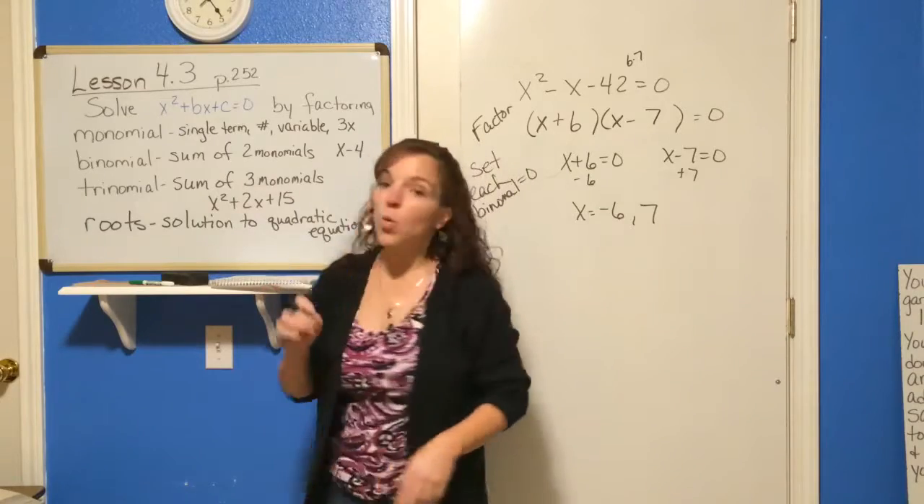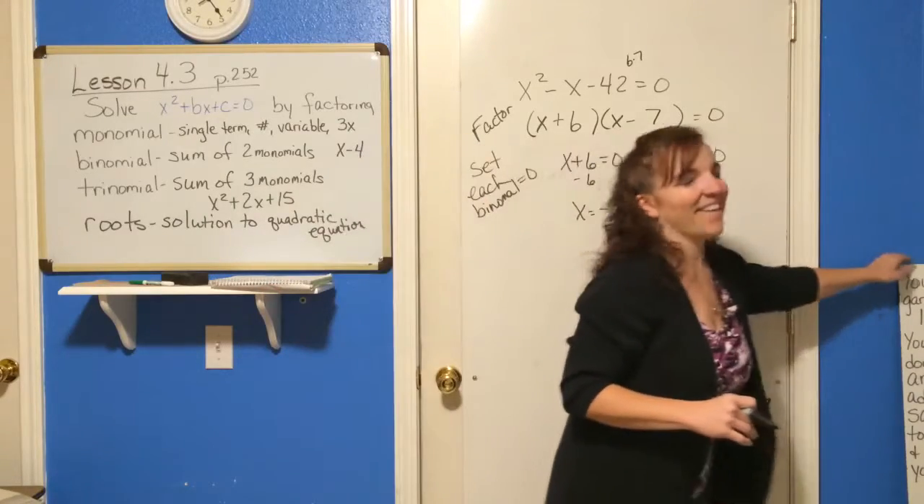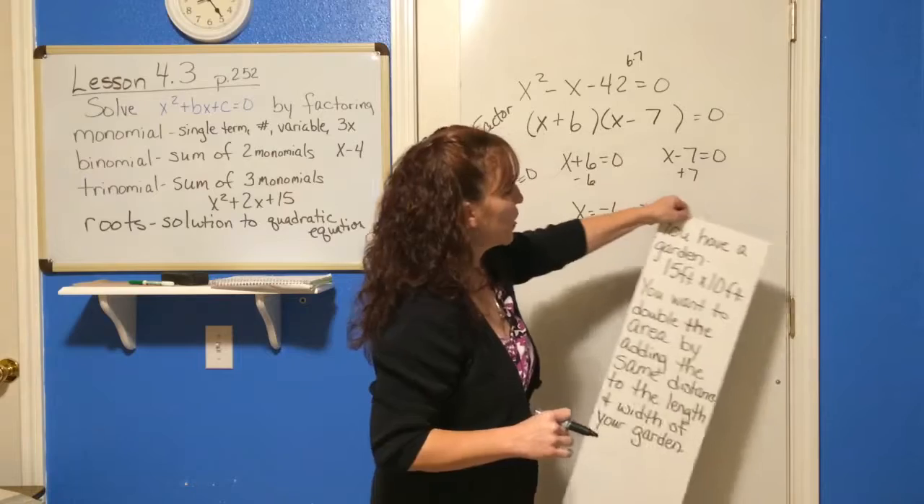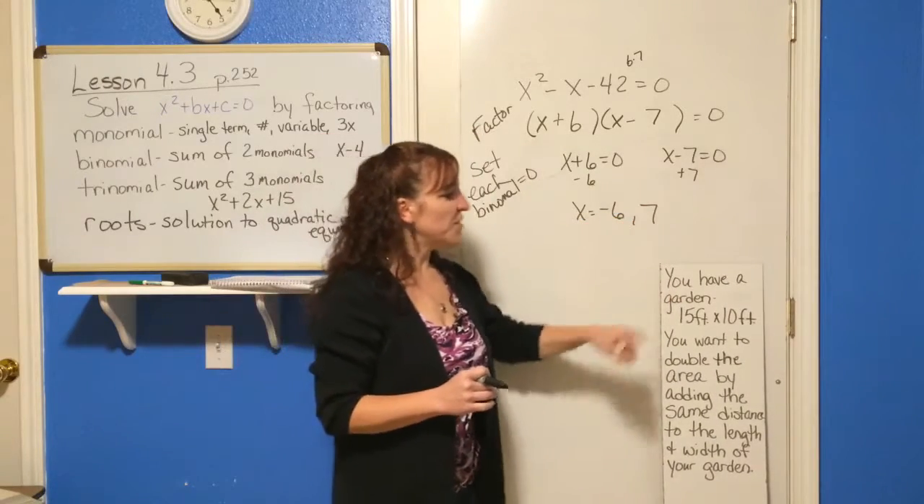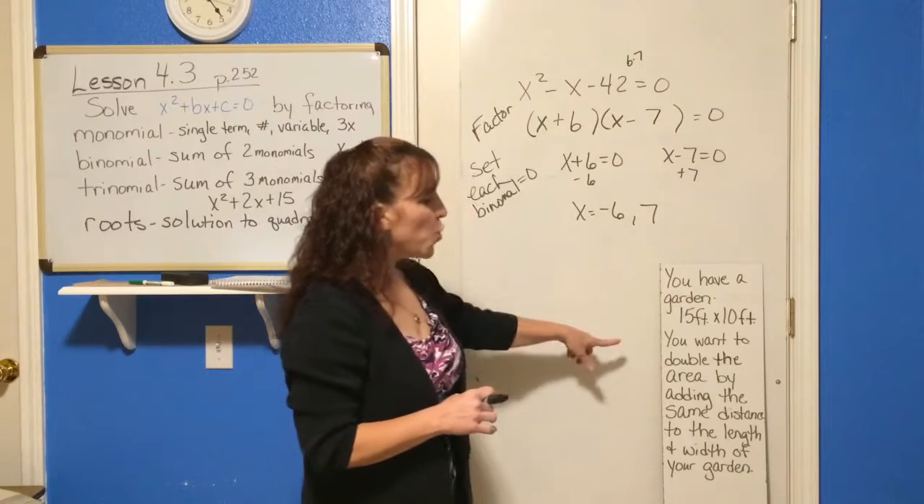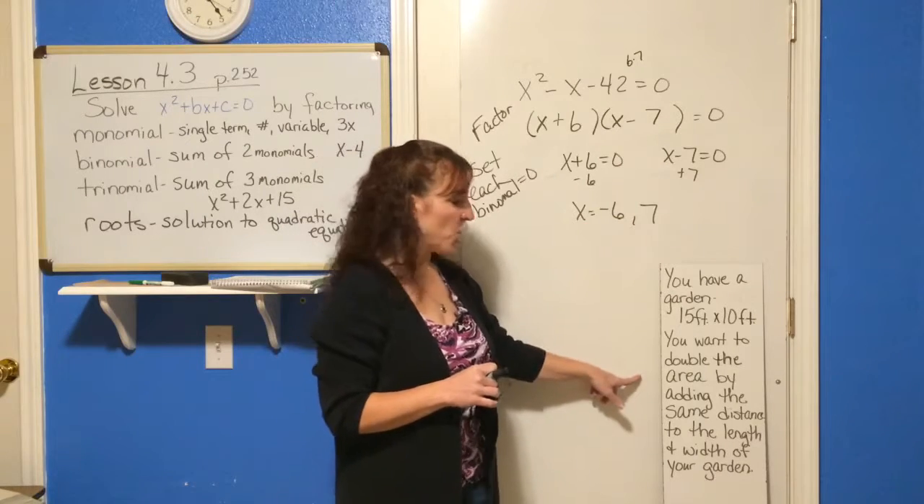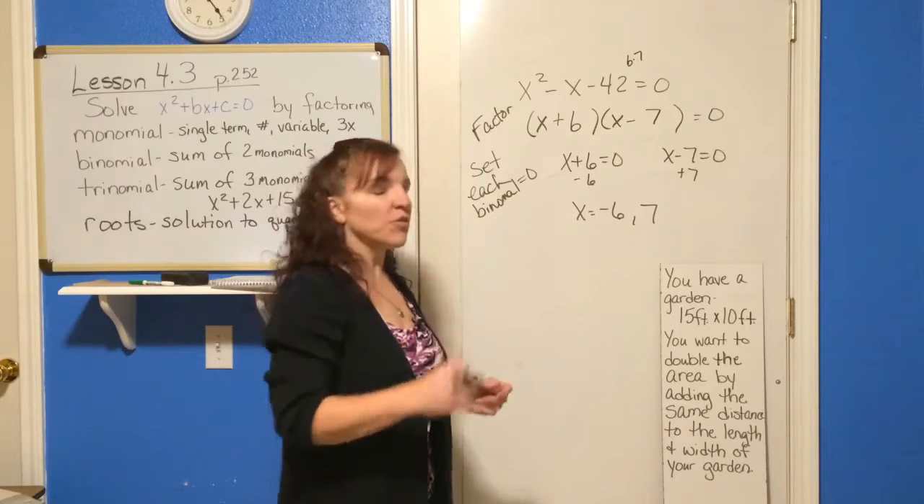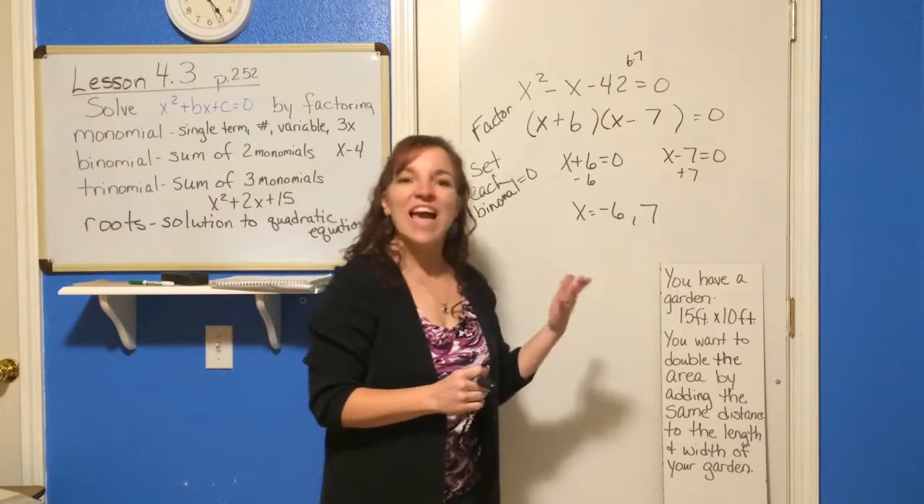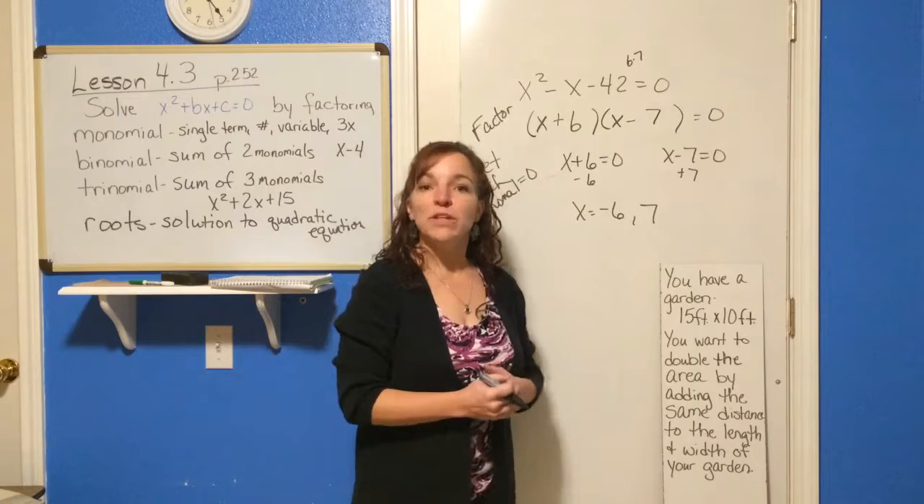All right, so what good does this do us? You knew I was going to bring in a word problem. If you have a garden that's 15 foot by 10 foot and you want to double the area of that garden by adding the same distance to the length and to the width, how much are you going to add and what are your new dimensions going to be?